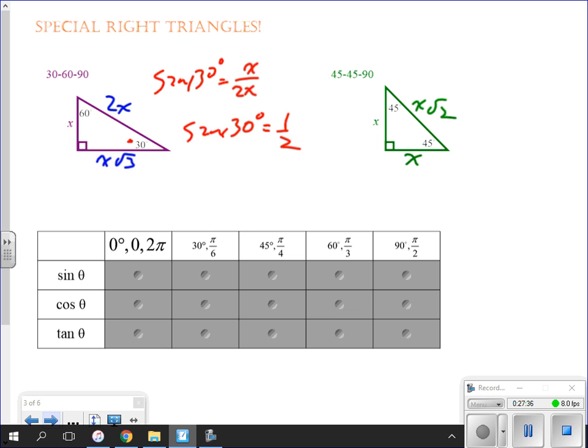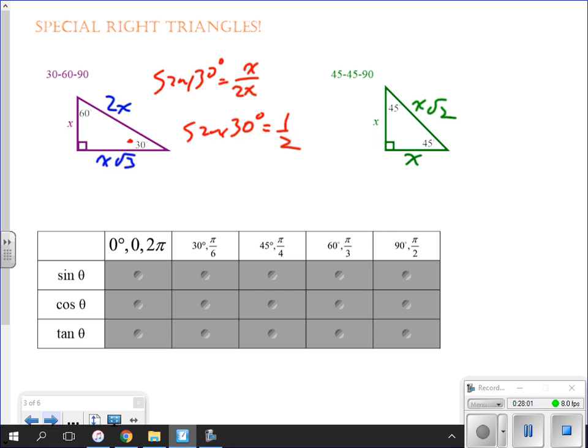If this is 10, this is 20. If this is 30, this is 60. If this is 1, this is 2. It doesn't matter. The ratios are always the same. The hypotenuse is always twice as long as the shorter side in any 30, 60, 90 right triangle. So the sine of 30 degrees is always 1/2. The same thing for the cosine, the same thing for the tangent.